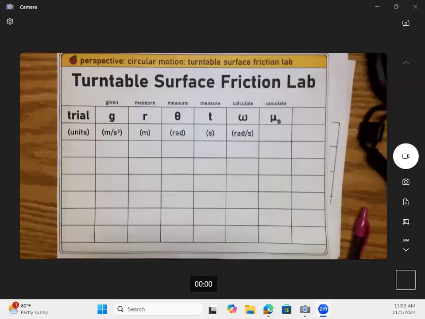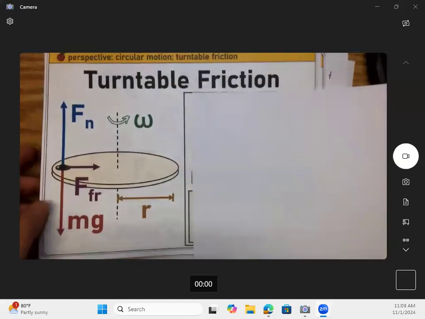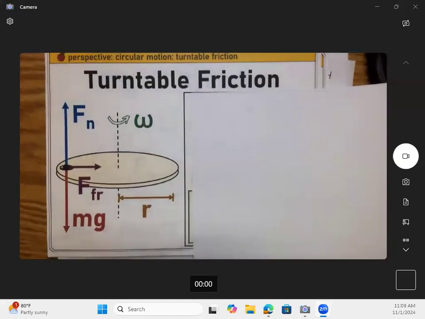Recording is rolling. All right, now we're at the last few minutes of class. I've been walking around. A bunch of guys are correctly getting the coefficient of friction. And I have had a poster for this the whole time. Turntable friction. Here's the lab exactly that you guys are doing.